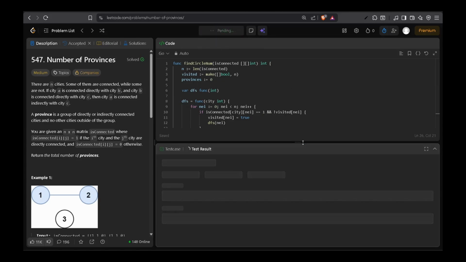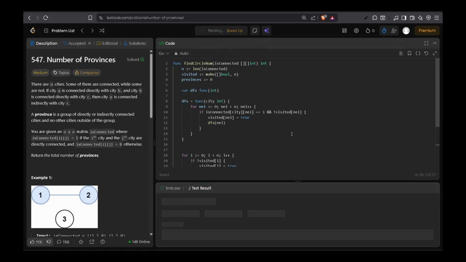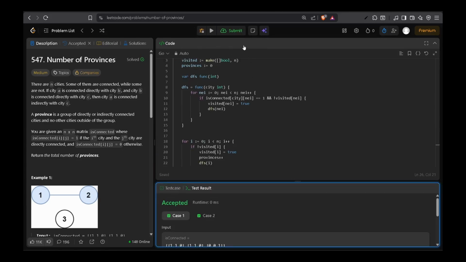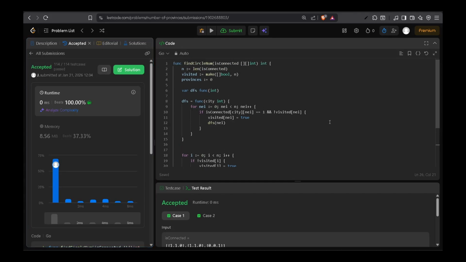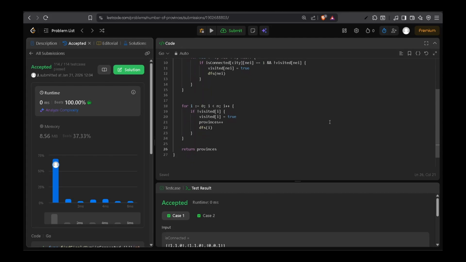Let's check if this solution works or not, and it seems to be working. Let's try submitting it, and it is working. So this was the DFS solution of this question.